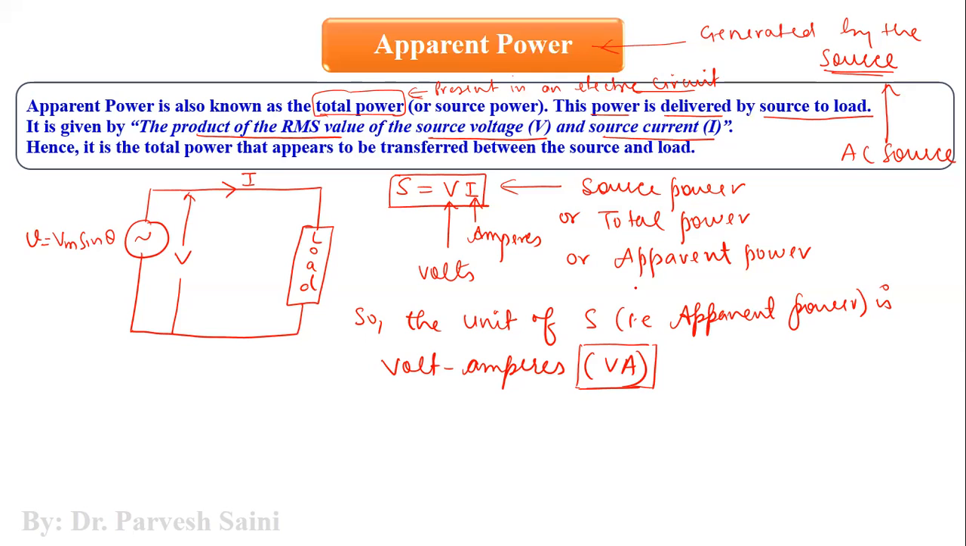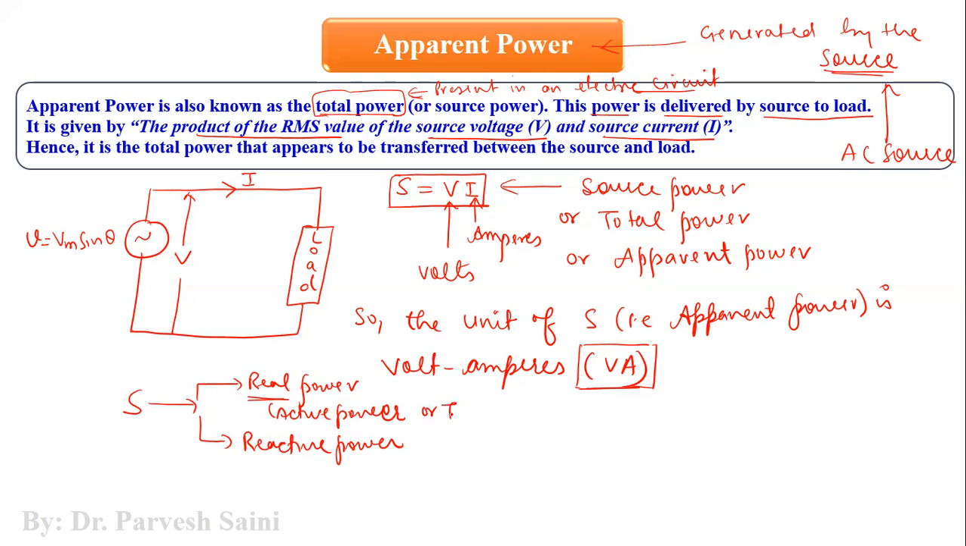So that means this power will be distributed in the electrical circuit in various forms. Now, if we see, this particular power has two components basically. S has two components, one which we call the real power and the second we call the reactive power. Real power is also known as active power or true power.